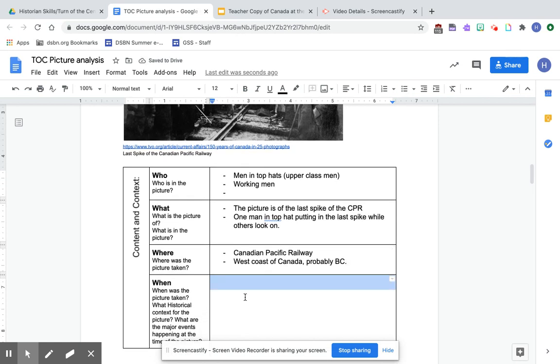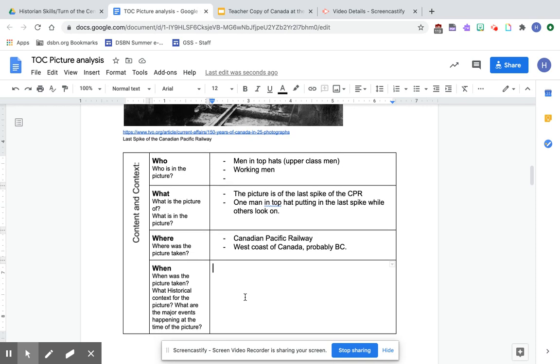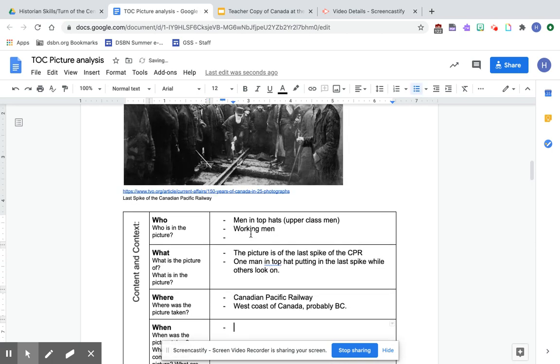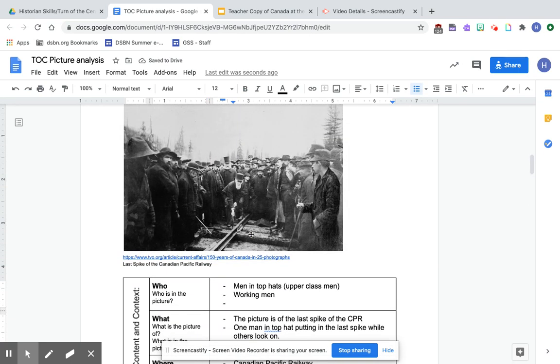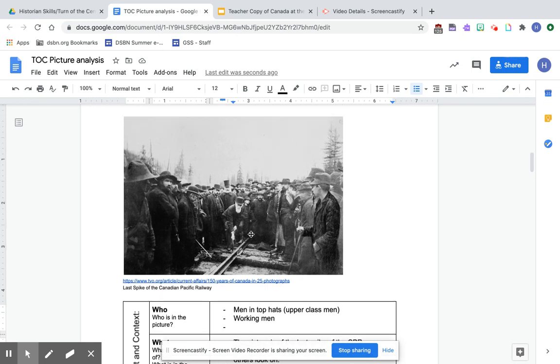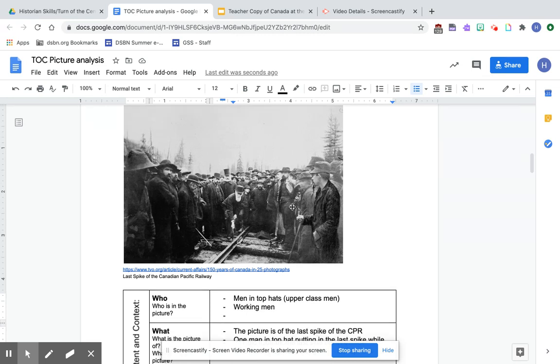When was this picture taken? What is the historical context for the picture? What are the major events happening at the time of the picture? So the Canadian Pacific Railway, the last spike. Well, what are some clues I can look at for determining when this picture is taken? Well, I can look at their clothing. And I remember from our turn of the century discussion that three-piece suits were very popular, cloth caps were very popular, so I can tell that this is probably late 1800s.